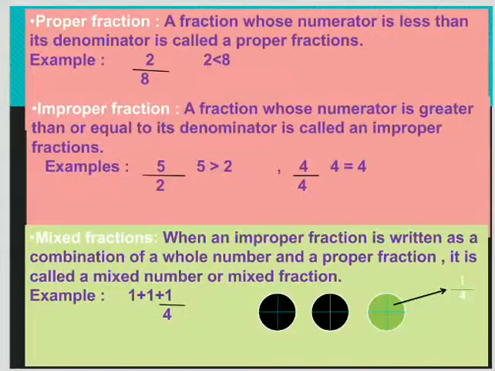Here, two circles are complete. They represent whole numbers like 1. One circle represents 1, another circle is also represented by 1. So 1 plus 1. And in the third one, we will take only 1 by 4 and add plus 1 by 4. So how does this mixed fraction look? 2 1 by 4.